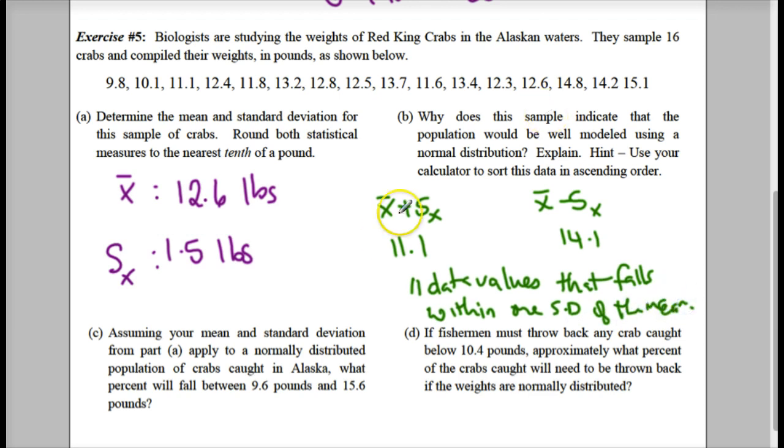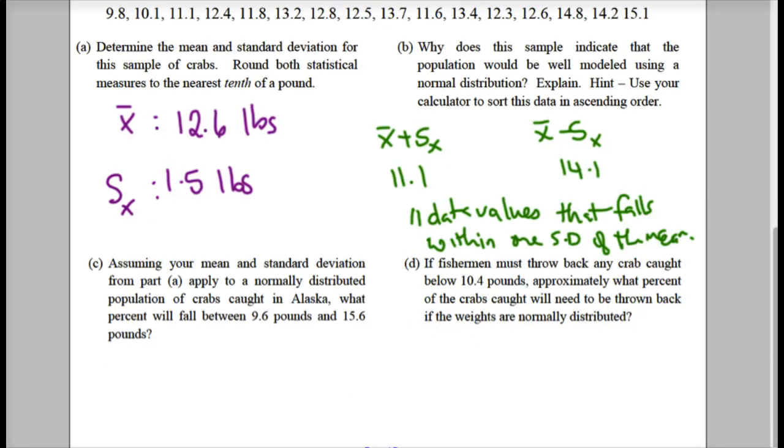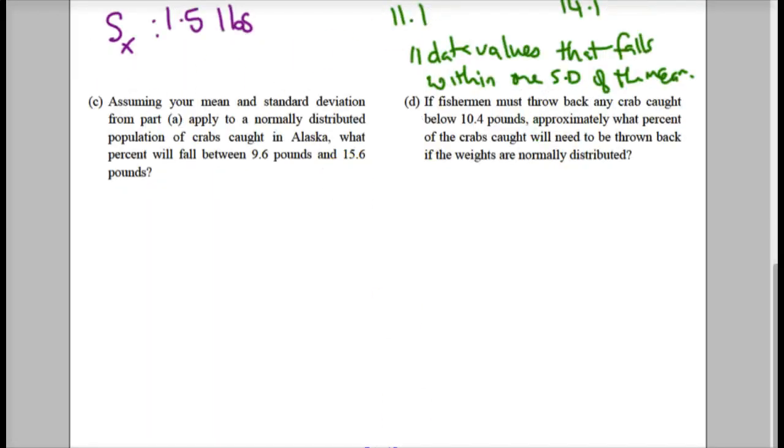Okay? Now it says, assume your mean and standard deviation of part A applied to normal distribution population crabs caught in Alaska. What is the percent that it will fall between 9.6 and 15.6 pounds? Now this is one of those we want to calculate for both of them. So for 9.6, okay, that's 4.